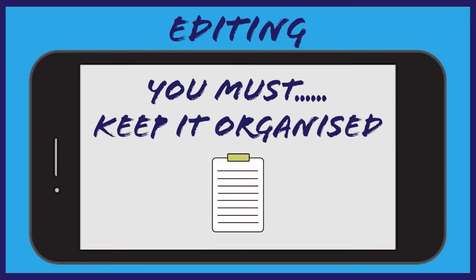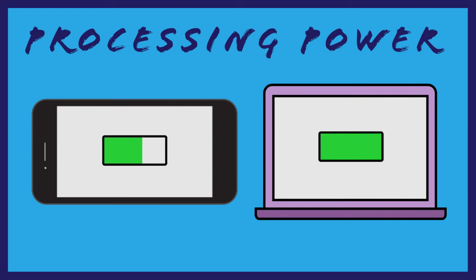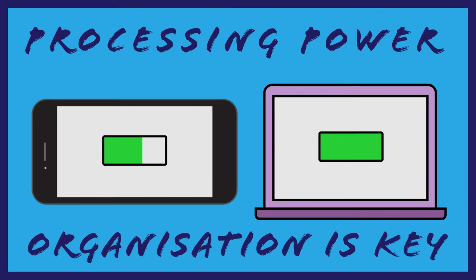Keep it organised. This isn't so much an editing tip, but a way of preserving your sanity. When editing using your smartphone, you won't have the same processing power as you might have on a desktop or a laptop, so keeping your shots organised is key. When you start to edit, try and load up your clips in chronological order. This will save you time and energy when it comes to making cuts.